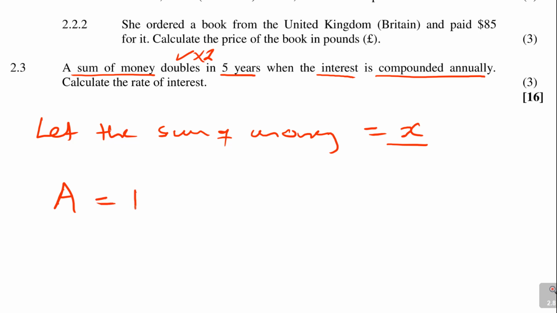A is equal to P(1 + i)^n. Right, let's do this now. They said a sum of money. So the starting part, what is your P? Our P is equal to X.